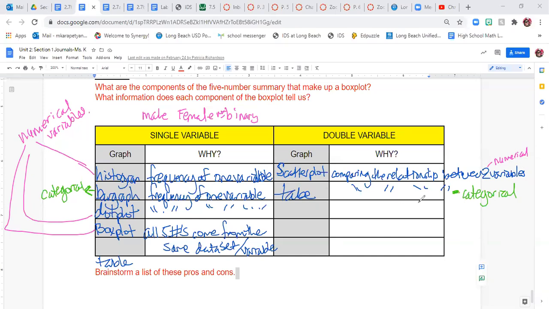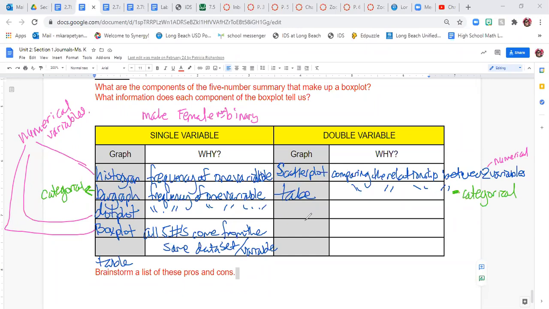Okay, so you make a table to compare categorical variables, right? Male and female versus blue eyes, brown eyes, green eyes, or hazel eyes, right? So gender versus eye color. You can do that. Those are both categorical variables. But if you want to compare height versus age, those are both numerical variables, right? So you would have to use a scatter plot.